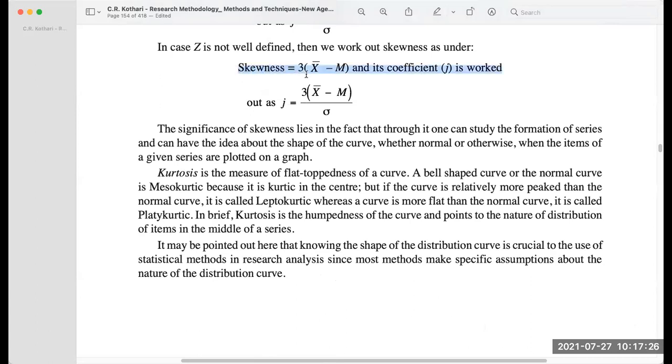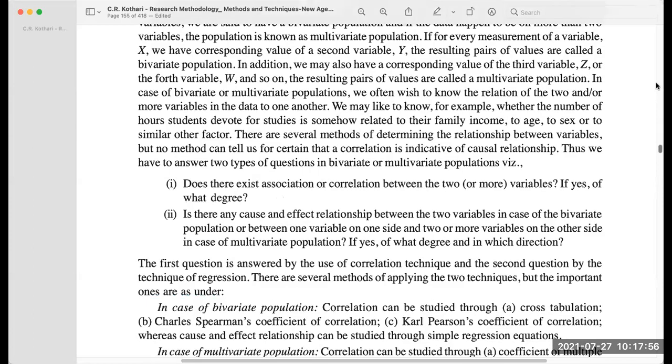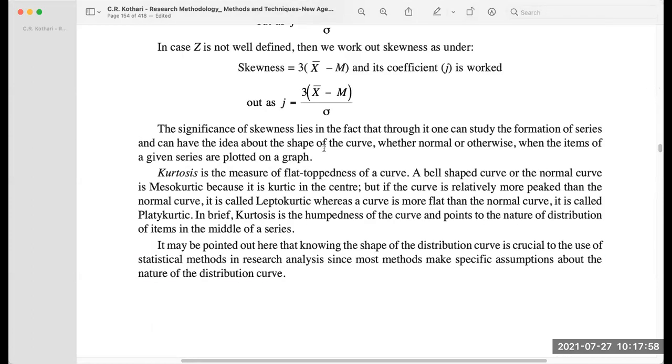Generally, that is equal to 3 into mean minus median value, right? And its coefficient, using the standard deviation value, can be found in terms of J. Kurtosis is a measure of the flat-topness of the distribution curve. A bell-shaped curve, a normal curve, is mesocurtic. So you can read about this in detail from some books.